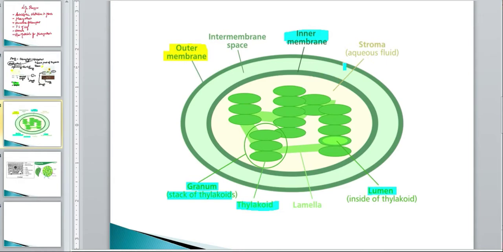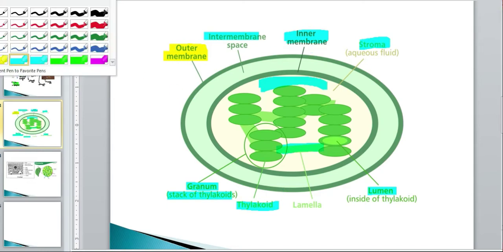So the regions which we have to label here: that is the thylakoid, the coin-shaped structure. The coin-shaped structures which are called thylakoids are stacked one upon another to form the granum. This ground substance is called the stroma. This one, right? This is the stroma. And the space in between the membranes is the intermembrane space, and these lamellae are the joining structures of different grana. So these are the regions which we have to see in the structure of the chloroplast.